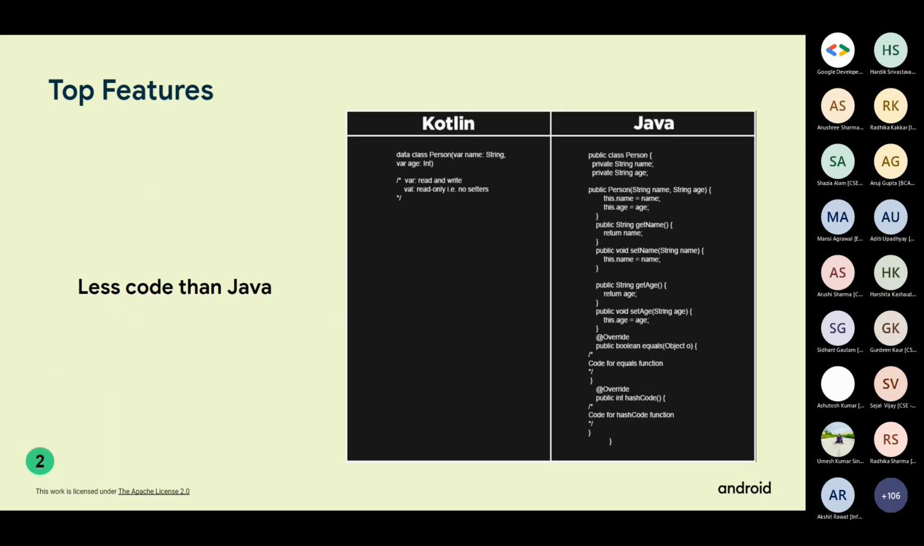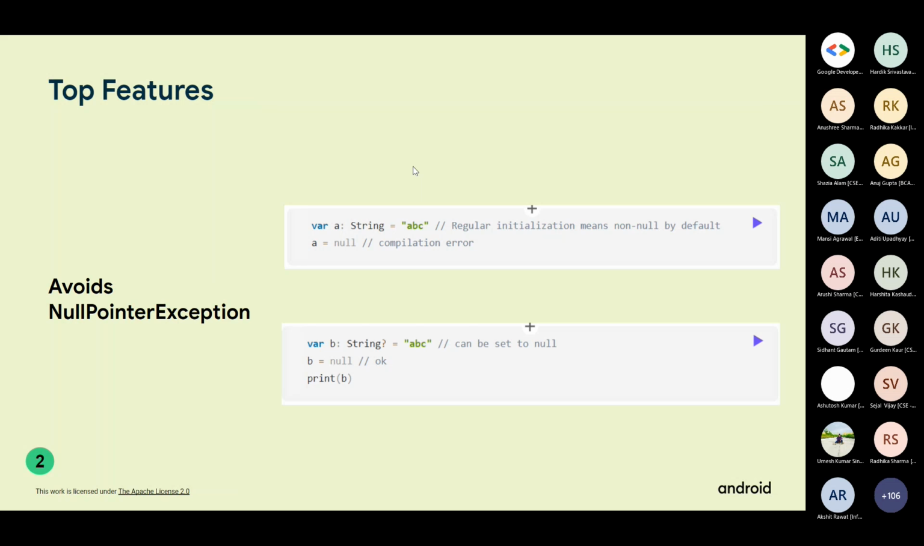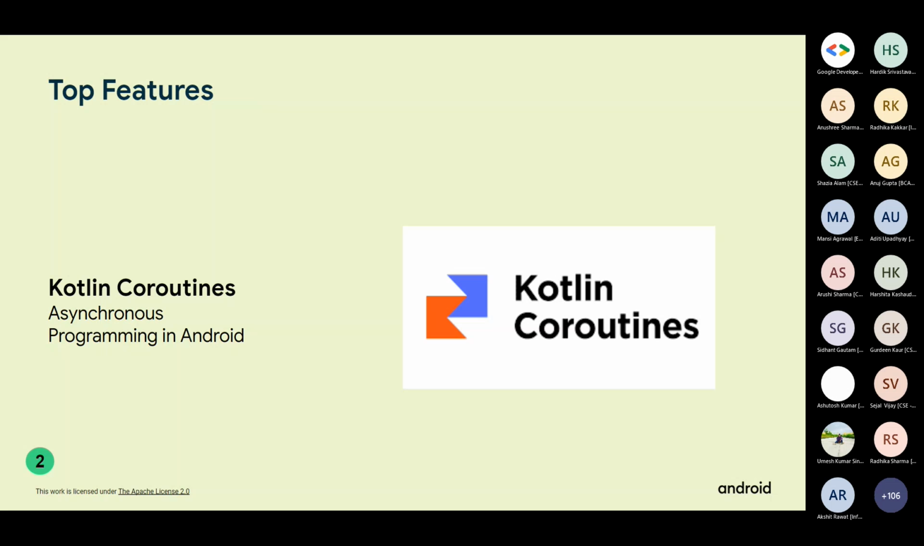The top features consist of less code than Java. So here you can see the code defining a class in Java looks like this amount of lines, and in Kotlin it is only 3 or 4 lines. Moving on to the next top feature, that is null safety, which helps during code compilation and debugging so that no variable is assigned null or a wrong value. Coroutines is also a top feature of Kotlin, which allows asynchronous programming, that is operating simultaneously, performing actions at the same time.